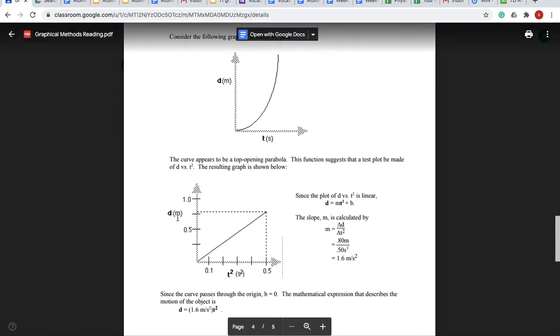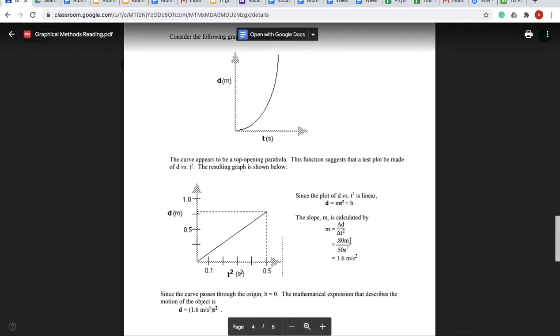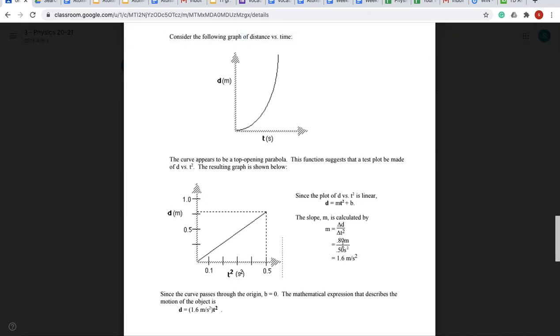So when I plot it, I get d and t squared, I get a straight line, and then my y equals mx plus b equation is now d equals m times t squared plus b. D is the y, t squared is the x. And since we have some numbers here, we can figure out the slope, and the slope is 0.80 meters divided by 0.50 seconds squared, and that equals 1.6 meters per second squared.